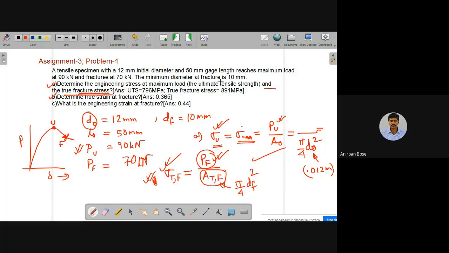That part is okay. And then true fracture stress. So this is the true fracture stress, because you are dividing by the true area. I think this part is clear. Now coming to the second part of the problem, where you have to find out the true strain at fracture.